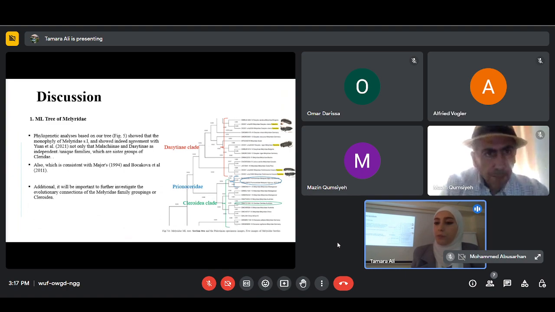Additionally, it will be important to further investigate the evolutionary connection of the Melyridae family grouping with Cleroidea.